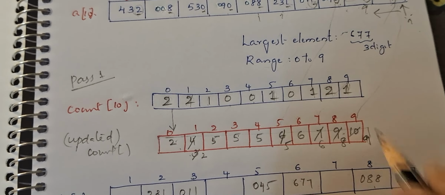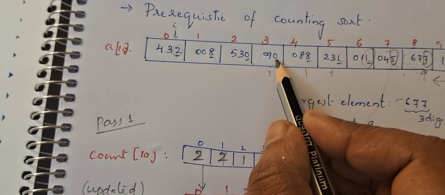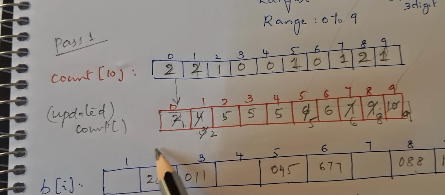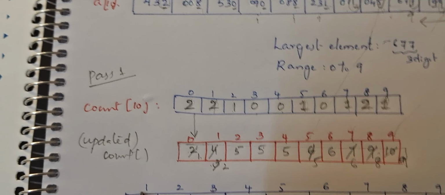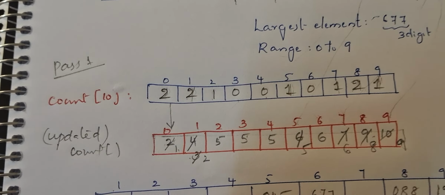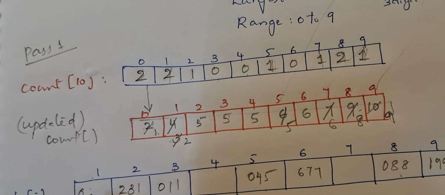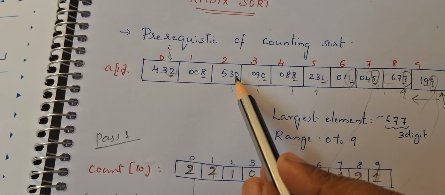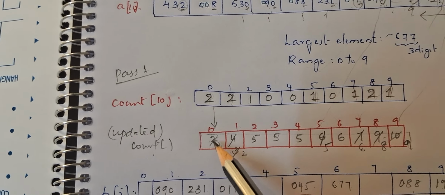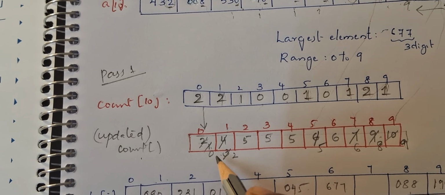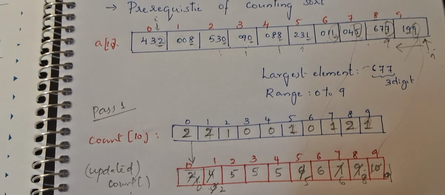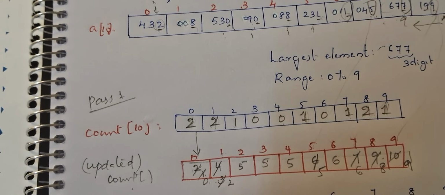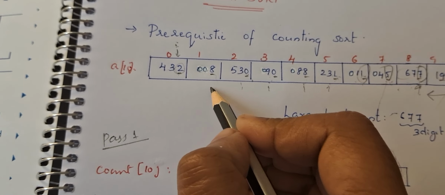Then again decrementing the I by 1. So I is equal to 3, a of 3 equal to 0, go to index 0, decrement the value by 1, go to the corresponding index of the final array and store the a of I value, that is 90. So 0, 9, 0 is stored in 1. Then next is again decrementing the I value. So here 0, go to index 0 of the corresponding count array, then decrement the value by 1, go to index 0 of array B and store the value. That is, you need to store 530 here.